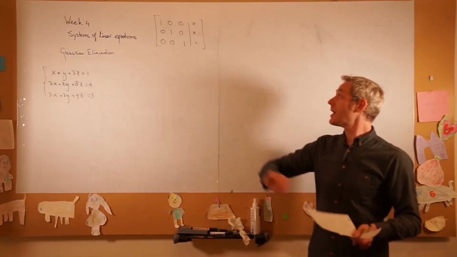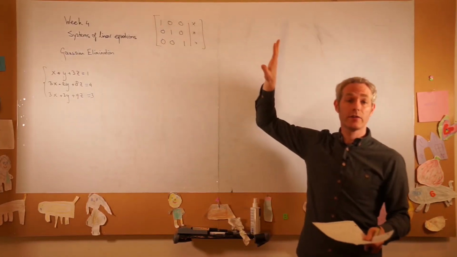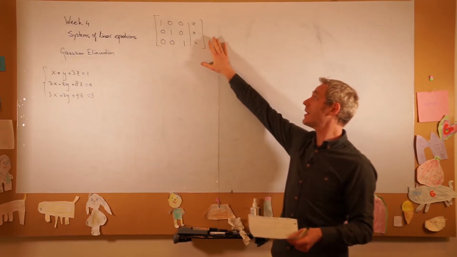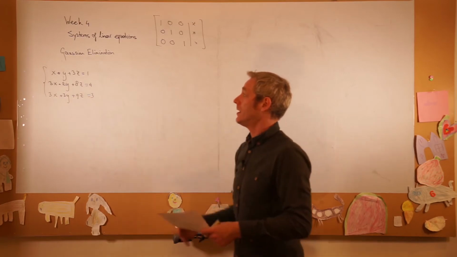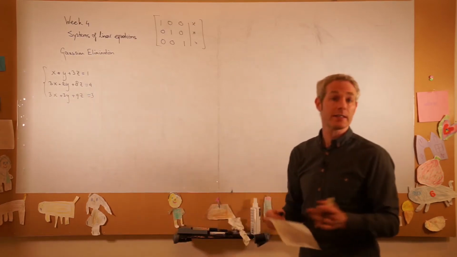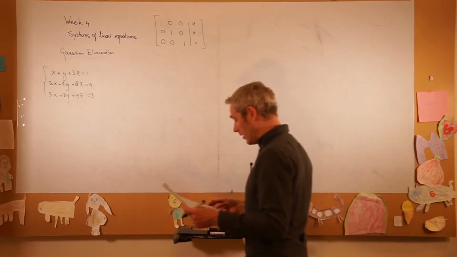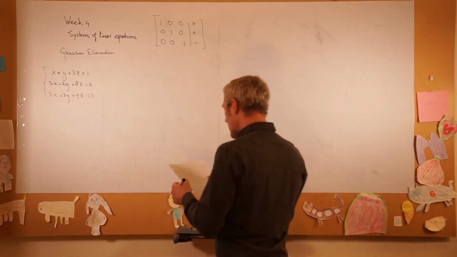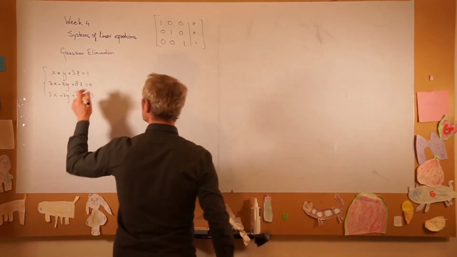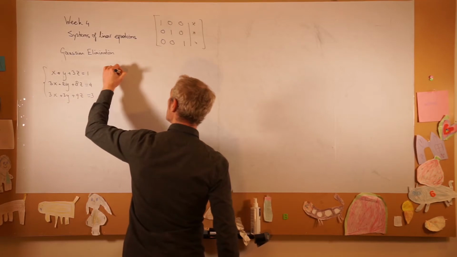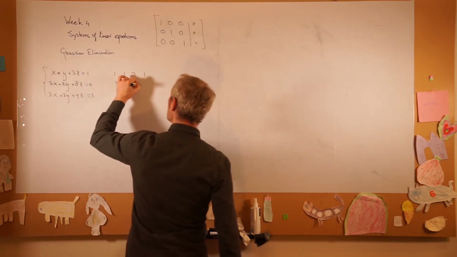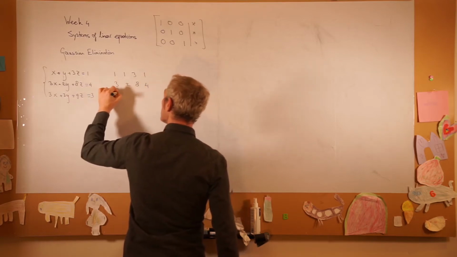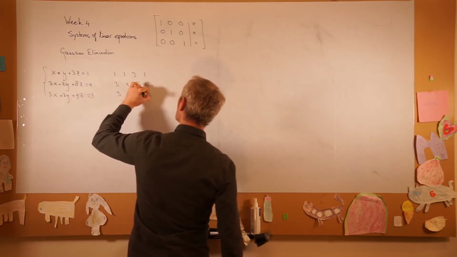So in the previous example, we had a set of equations, three variables, which had a single solution. Now let's consider this set of equations and see what the solutions are. We take the augmented matrix here, which is equal to 1, 1, 3, 1, 3, 2, 8, 4, 3, 3, 9, 3.